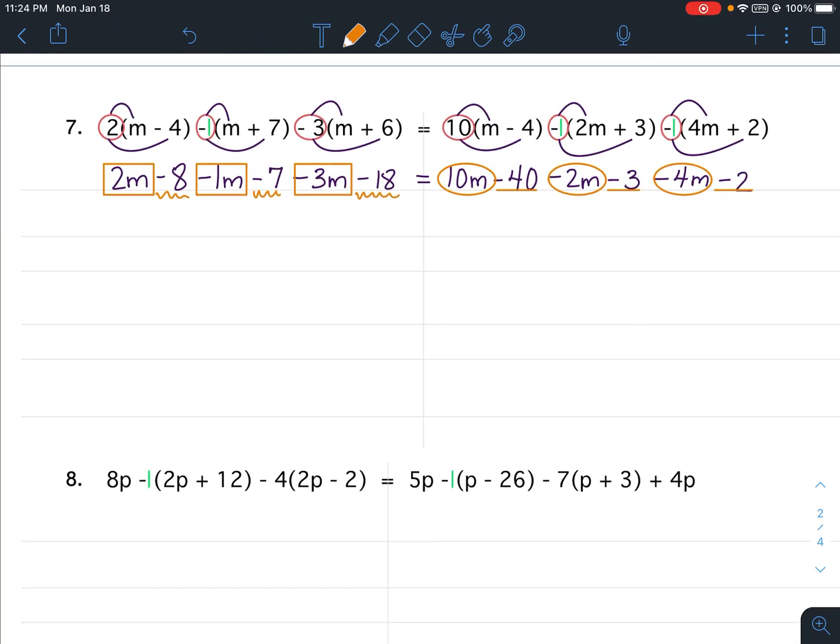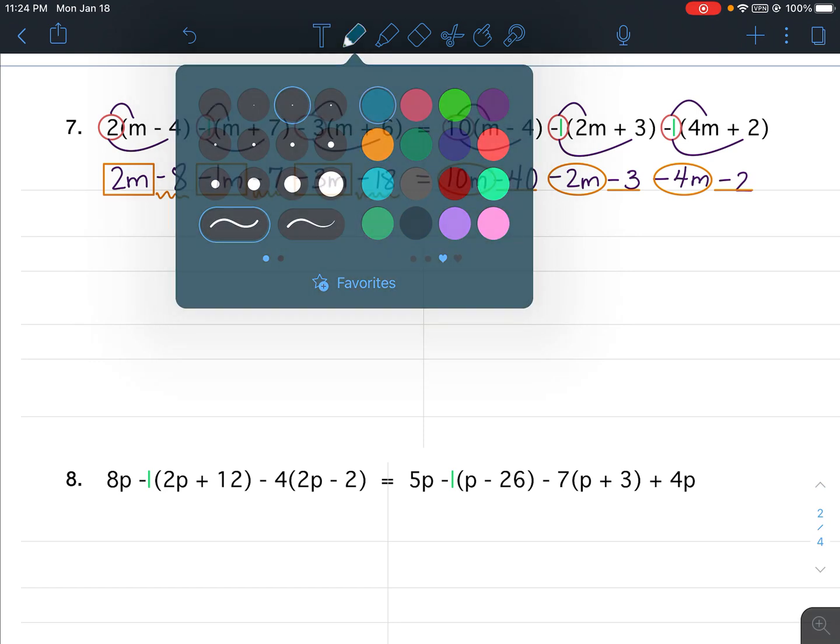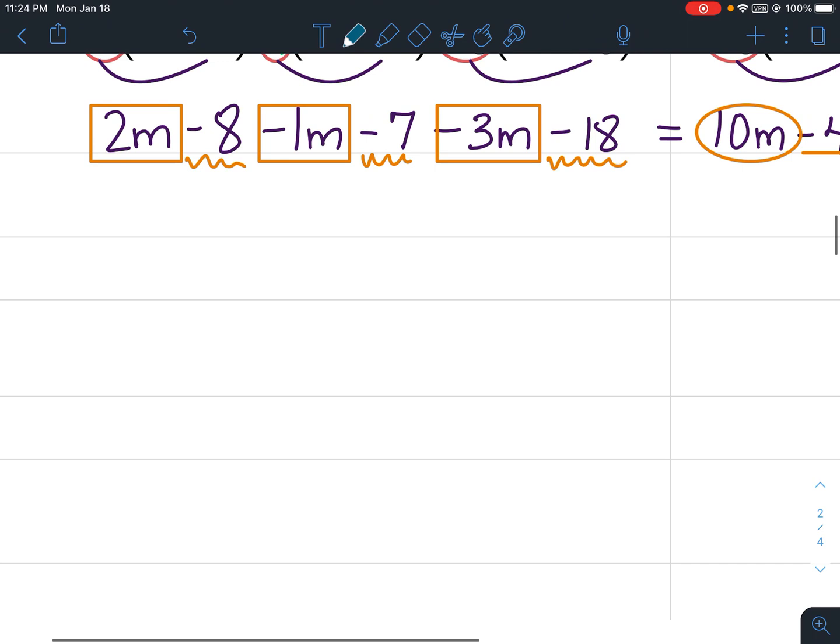All right, time to combine like terms. 2 minus 1 minus 3 would give me -2. So I have -2m. -8 minus 7 minus 18. All those signs are the same, so you'd add them all up and keep the sign. That would be -33.